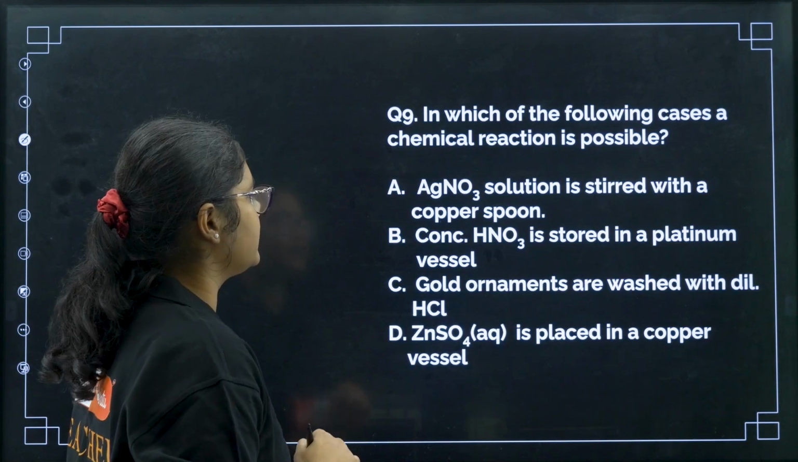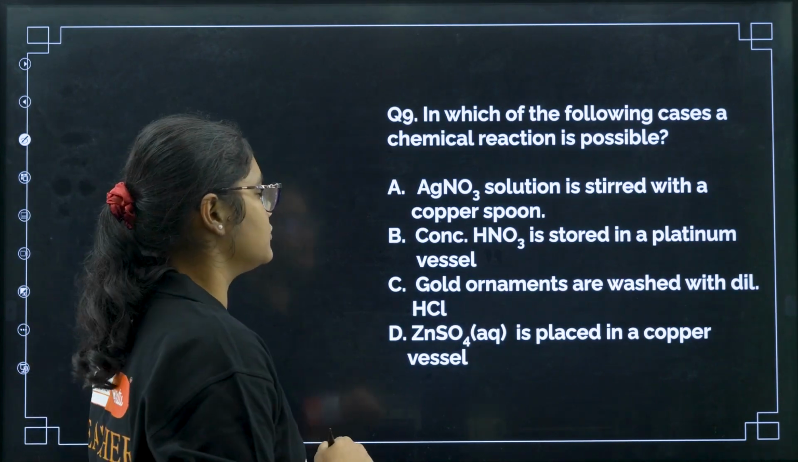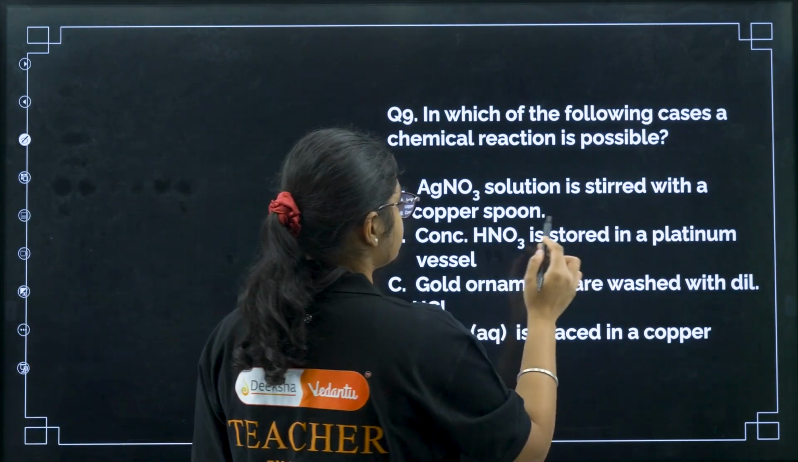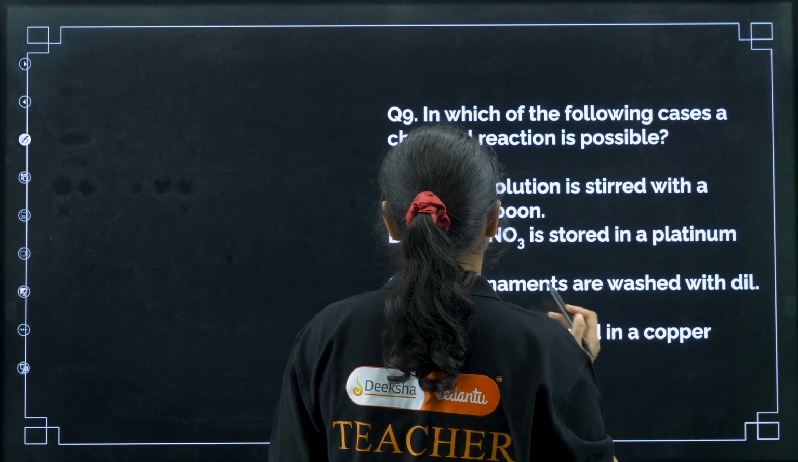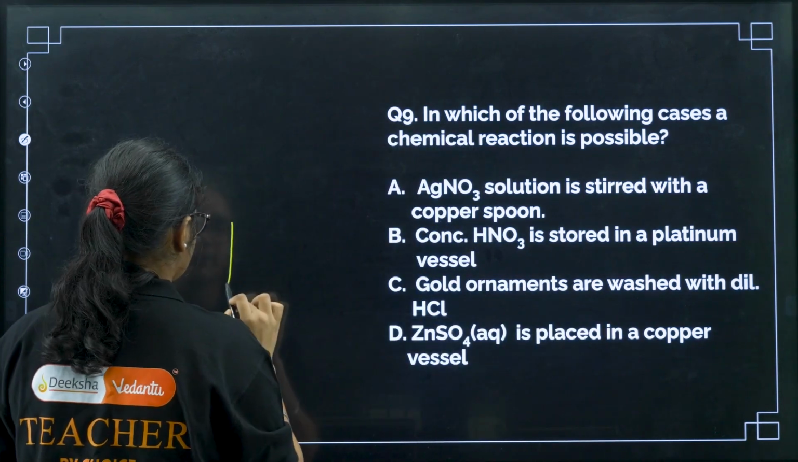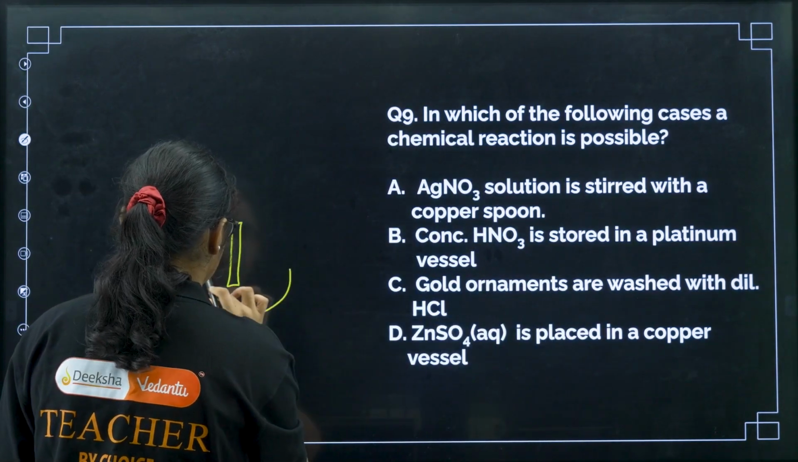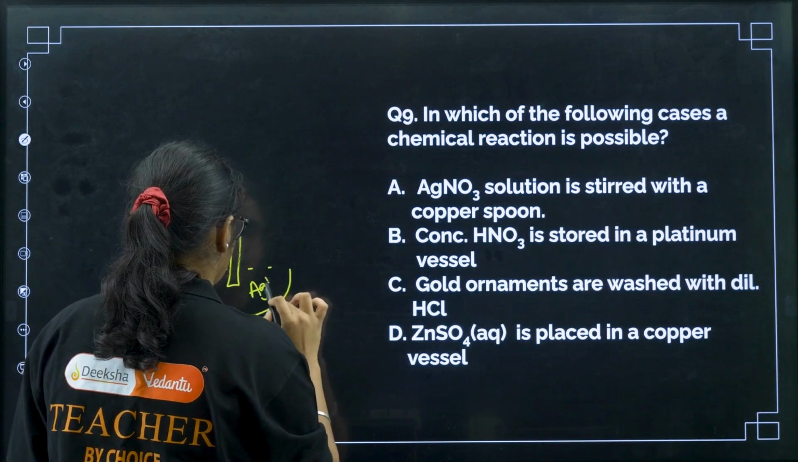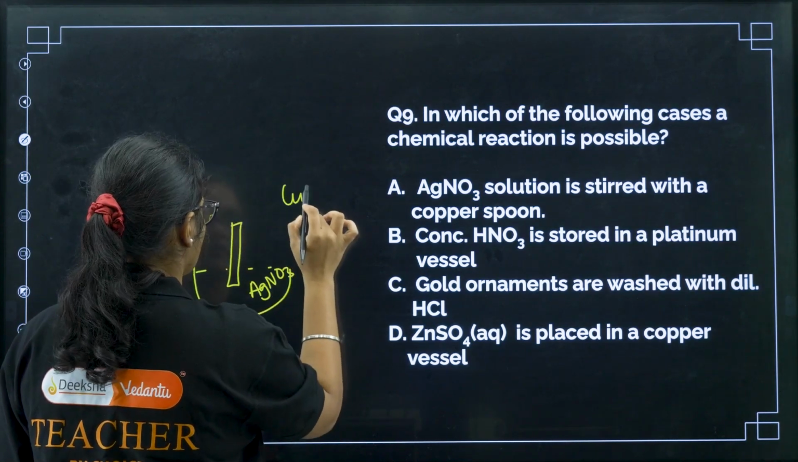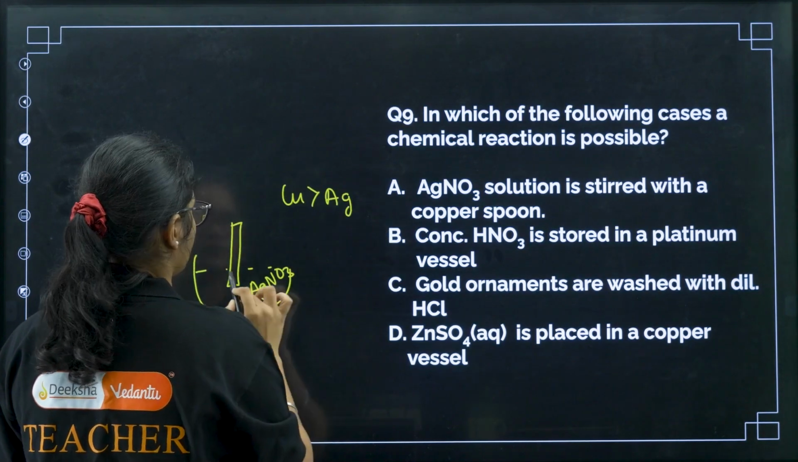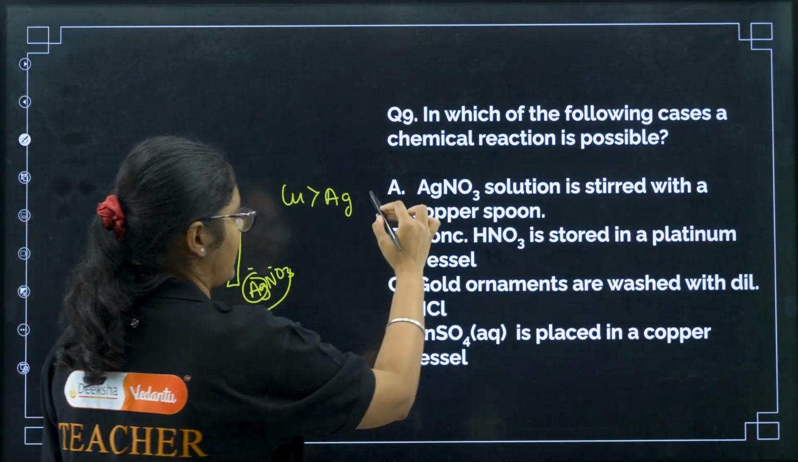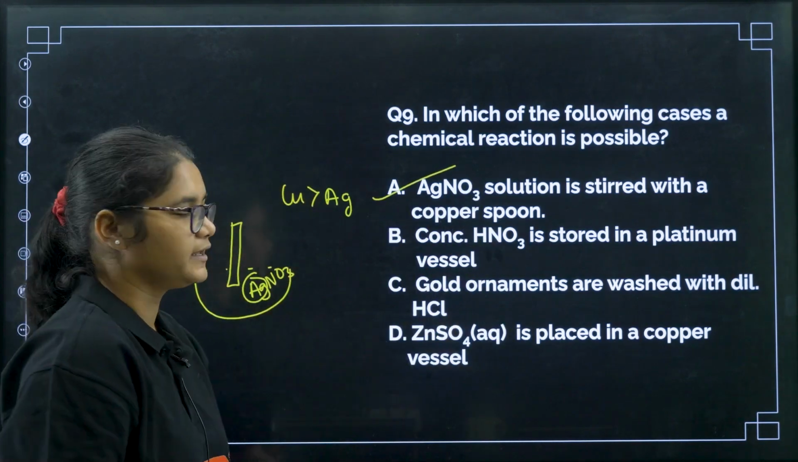Next, in which of the following cases a chemical reaction is possible? AgNO3 solution stirred with a copper spoon. If you have copper and you have AgNO3 in the solution, the reactivity of copper is more than silver. So definitely copper can replace silver and the reaction will take place in this case.